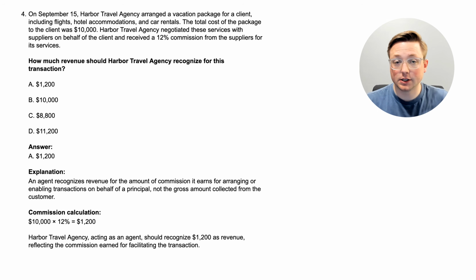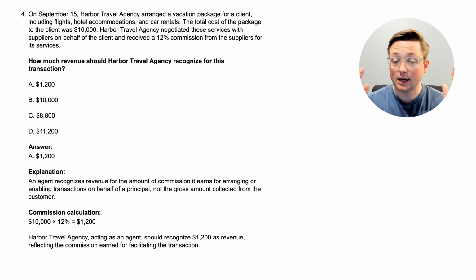for facilitating the transaction. So again, because Harbor Travel Agency is the agent in this situation, they are acting on behalf or performing a service for the suppliers, so that the suppliers can help the client. Harbor Travel Agency is just getting a commission. They aren't getting the $10,000 because that is going to the suppliers, because the suppliers are the ones who are actually going to provide the services. They're going to provide the flights. They're going to provide the hotel accommodations, the car rentals. But Harbor Travel Agency helped the clients to get connected to the suppliers, so the suppliers are paying them a little bit of money out of the total profit for the suppliers.